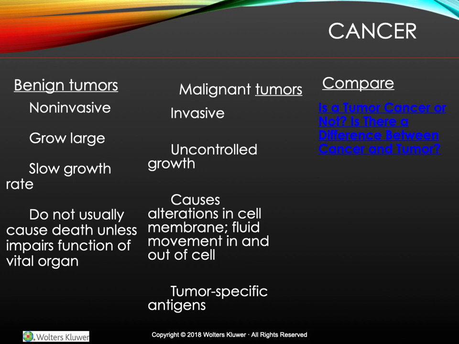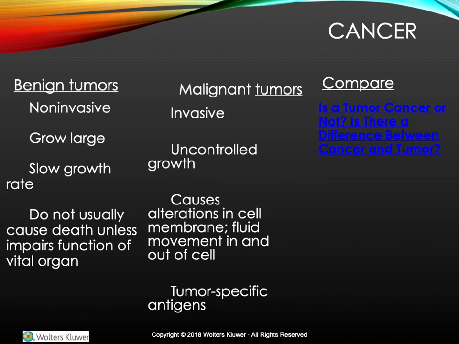So let's look at the difference between a benign tumor and a malignant tumor. So your benign tumors are non-invasive. They tend to grow large, but they have a very slow growth rate. They usually do not cause death unless it grows so large that it begins to impair the function of a vital organ. So we tend to think of benign tumors as harmless, unless, like I said, it starts to impede on an adjacent organ.